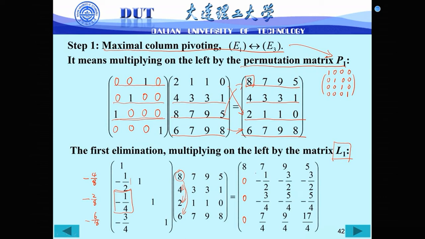For step 2, you should note we consider the second column. Before elimination, you should choose a new pivot. So you need to compare the three numbers below the diagonal. You don't need to check the first row. Minus 1 over 2, but you should know we use the absolute value. For absolute value, here is 1 over 2, here is 3 over 4, here is 7 over 4. Which one has the largest absolute value? Of course, the last one, 7 over 4. So this number should be the new pivot for step 2.